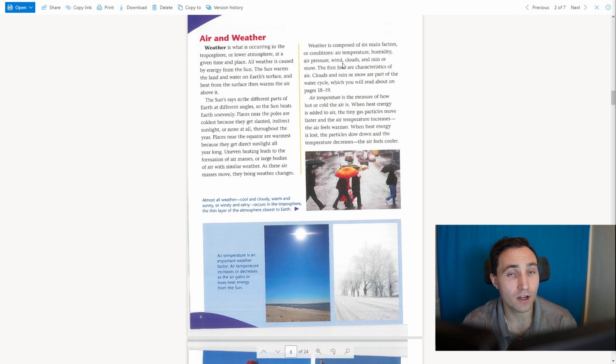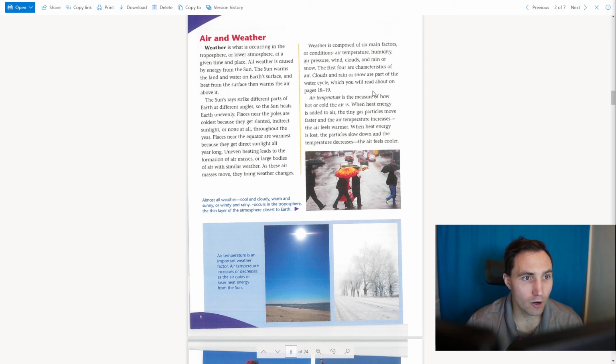Weather is composed of 6 main factors or conditions: air temperature, humidity, air pressure, wind, clouds, and rain or snow. The first four are characteristics of air. So temperature, humidity, air pressure, and wind.